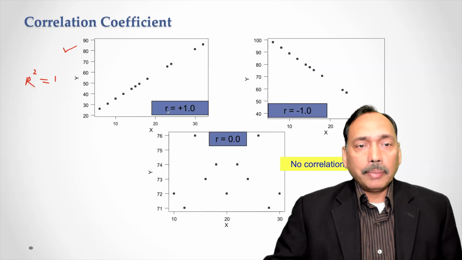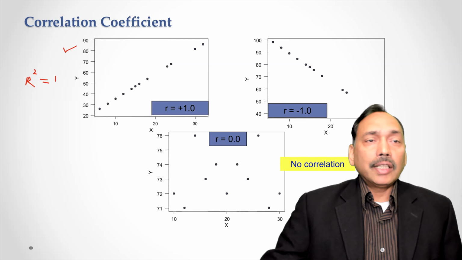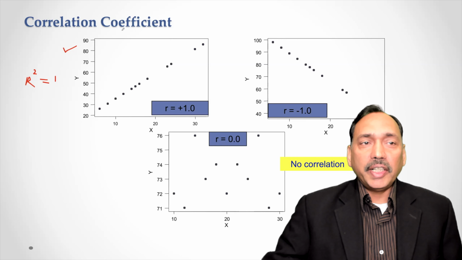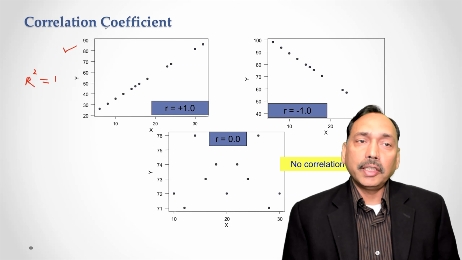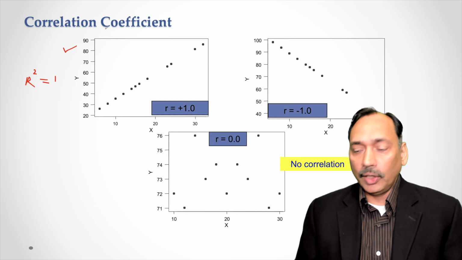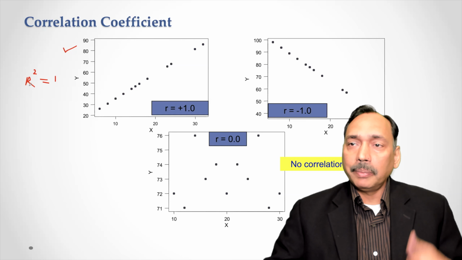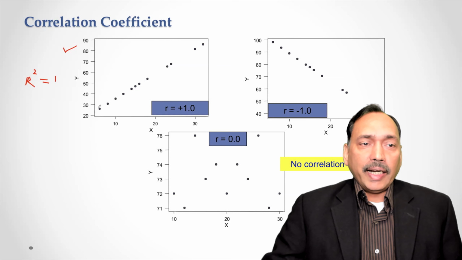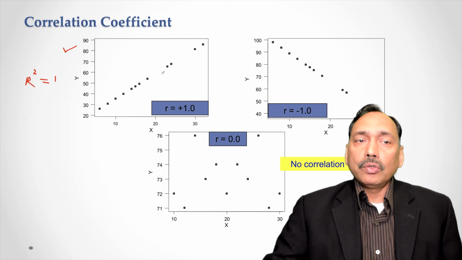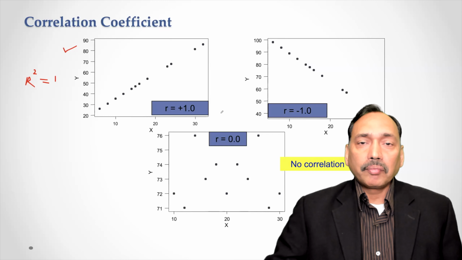There's also something called correlation coefficient. Another way of calling this is coefficient of correlation. So both are the same thing, either correlation coefficient or coefficient of correlation. Whereas R square is coefficient of determination because it determines how much variability is being explained. So you'll notice that for this perfect correlation where there is no variability, R square is 100%.